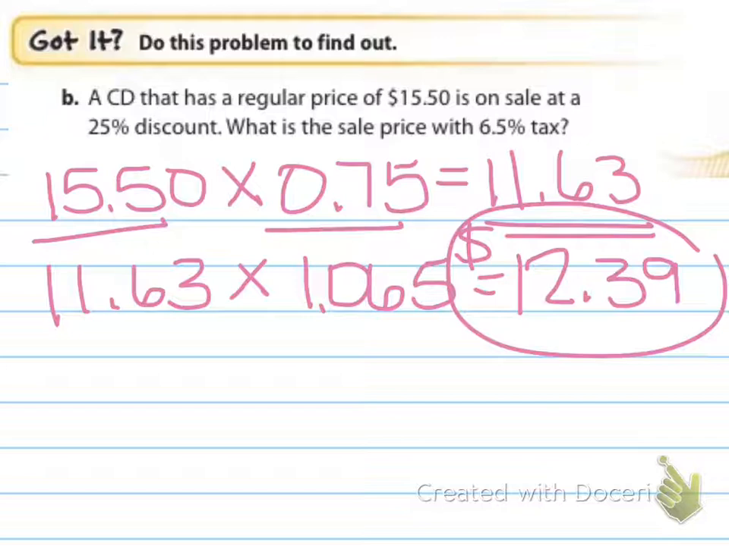I changed it to 11.63, and I multiplied it times 1.065, and I get $12.39 because its decimal was 12.38595, and so I'm rounding up to the nearest penny, which is going to be 39 cents. So $12.39 is how much the CD will be on sale with tax.